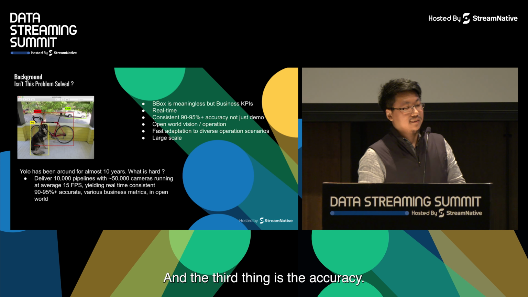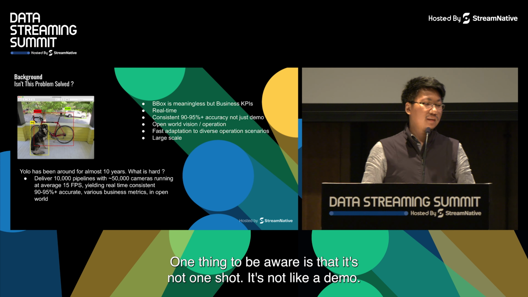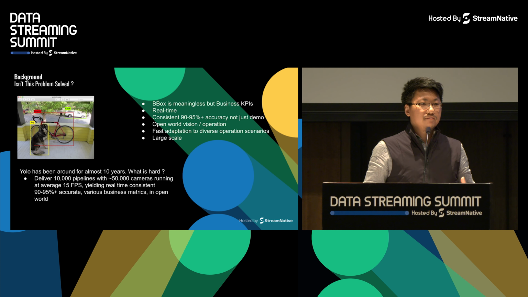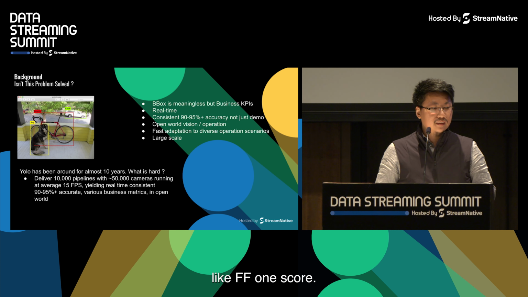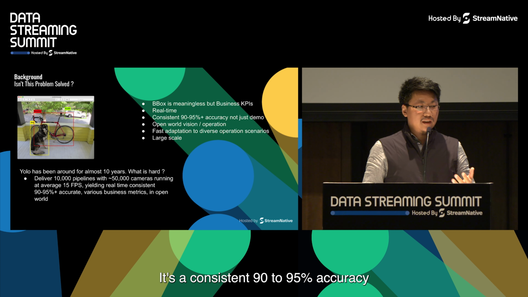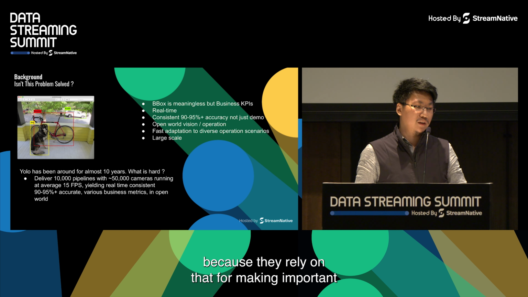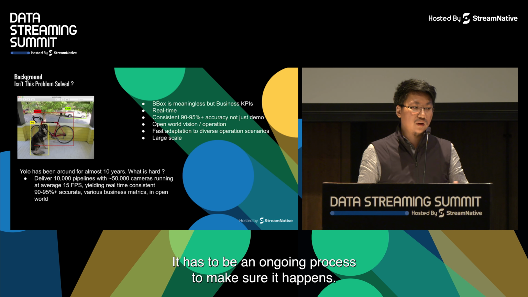And the third thing is the accuracy. One thing to be aware of is that it's not one shot. It's not like a demo. Hey, I can demo an 80% MAP or 90% F1 score. It's a consistent 90 to 95% accuracy for the BI metrics all the time, from day one, every single day, because they rely on that for making important business decisions, operation decisions. It has to be an ongoing process to make sure it happens.